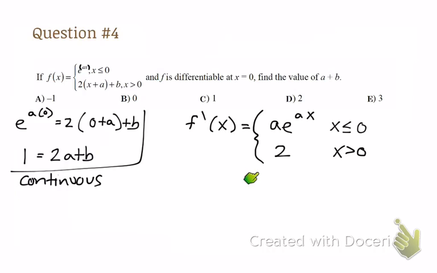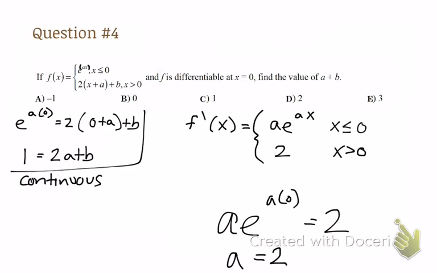So now that we have our derivative, in order to force it to be differentiable at 0, we're going to set these equal to each other and plug in 0 for x. So I know that a times e to the a times 0 equals 2. We're forcing them to be equal. So that's a times e to the 0 power, which is just 1. So that's a times 1, which is just a. So now we know that a must equal 2.